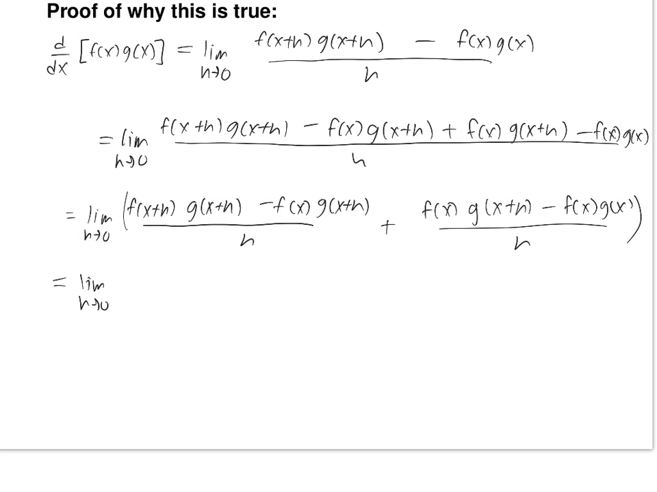Now what can you do with each of those fractions? Can you make them look a little bit simpler? Is there anything you can factor out? The g of x plus h can factor out, times f of x plus h minus f of x over h. Plus, I'm going to take the limit of the second thing also. What's the greatest common factor there?